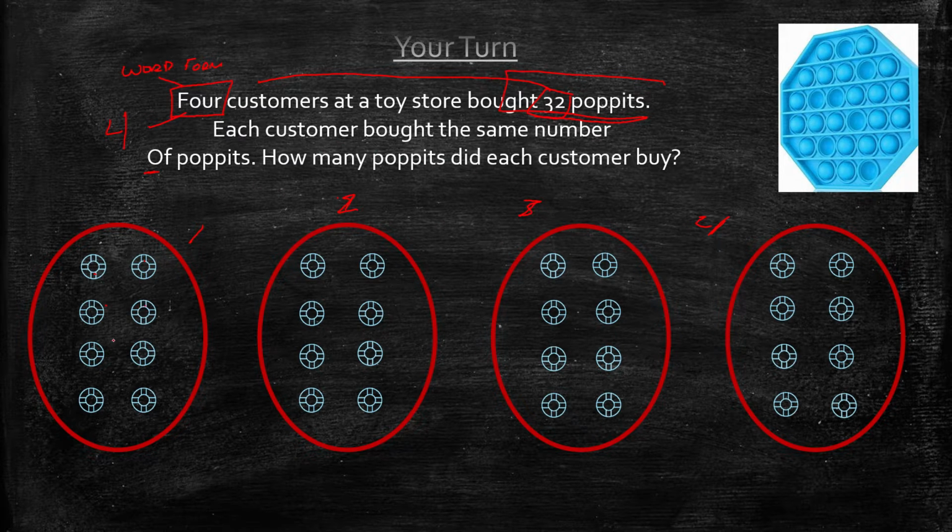1, 2, 3, 4, 5, 6, 7, 8. 8 of them. So you might see the problem written as 32 divided by 4 equals 8. Remember to check your answer, go backwards. 8 times 4 equals 32.